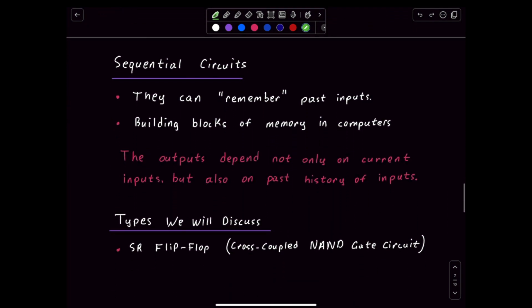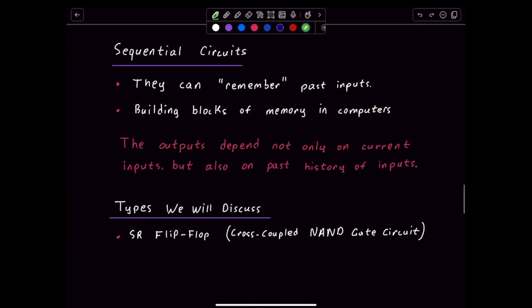All right, sequential circuits. This is fun. What are sequential circuits? Well, these are more advanced, and they can remember the past inputs. This is because they have memory elements built into them, and the output depends not just on the current inputs, but also on the past history of inputs. So when you give it an input, it doesn't just consider your input. It also considers the previous input that it had. So that is exactly how it works.